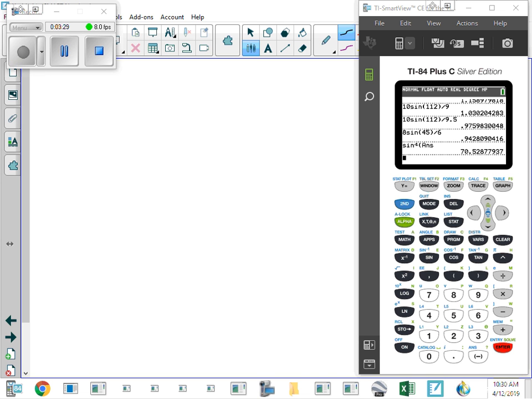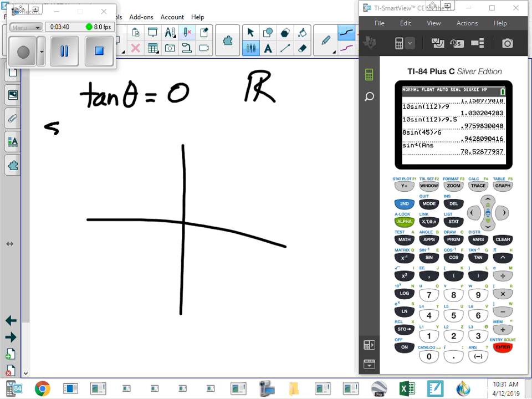So number 5, the tangent of theta equals 0. And we're going to look at all real numbers. Well, tangent is the sine over the cosine. So the tangent is 0 whenever the sine is 0. And the sine is 0 at 0 and 180. So 0 and pi. Okay. So my first answer is 0 radians.